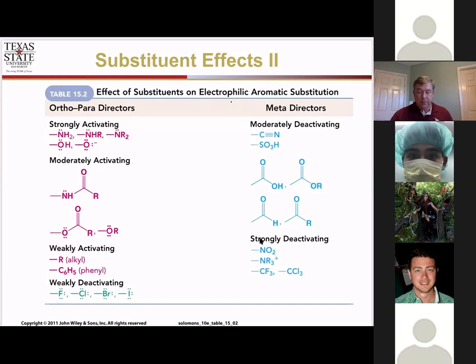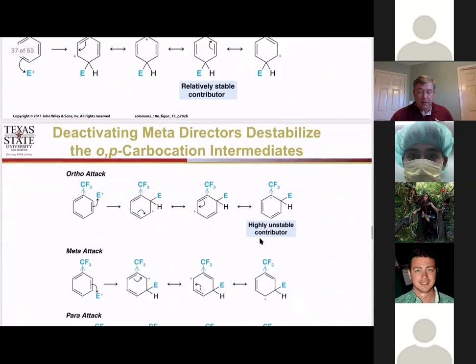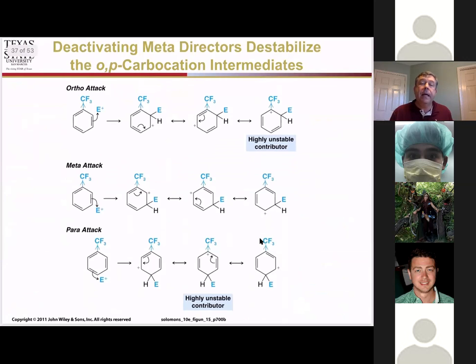So let's move on to our deactivating groups. We're going to look at that same thing: the resonance intermediate formed and how many resonance contributors we have. Not only that, but where that cation resides on the ring, because where that cation resides tells us why it's the meta-director, because of where that positive charge is in proximity to either a positive charge or a partially charged substituent.